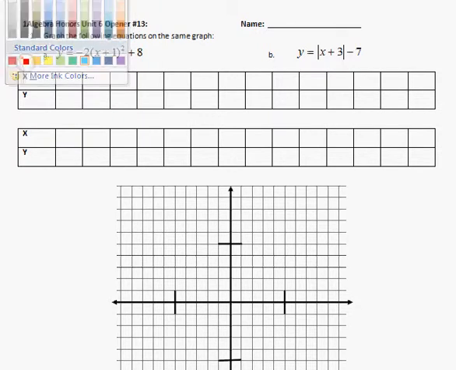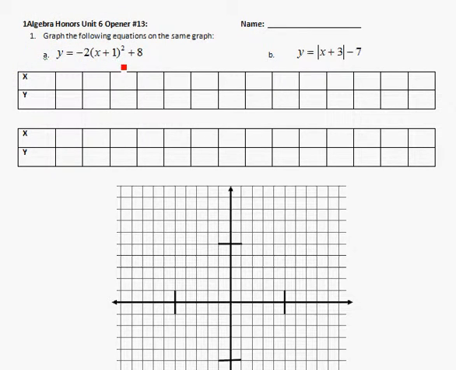So, that means we're going to choose values for x, substitute them in, do some arithmetic, and find out what y is. For instance, if x is 0, then y will equal (0 plus 1) squared times negative 2 plus 8. So 0 plus 1 is 1, 1 squared is 1, 1 times negative 2 is negative 2, and negative 2 plus 8 is 6. So 0, 6 is here.